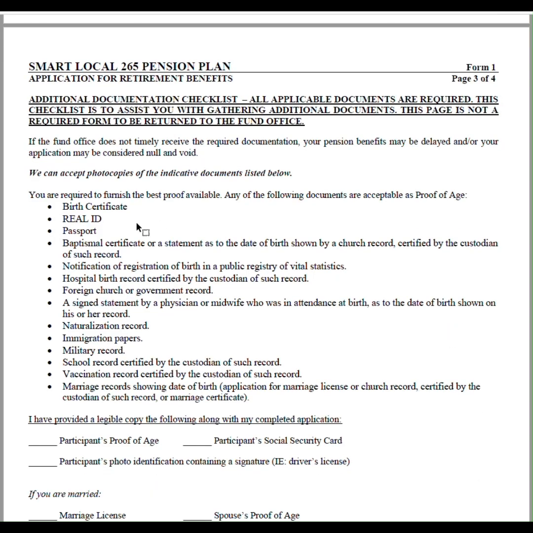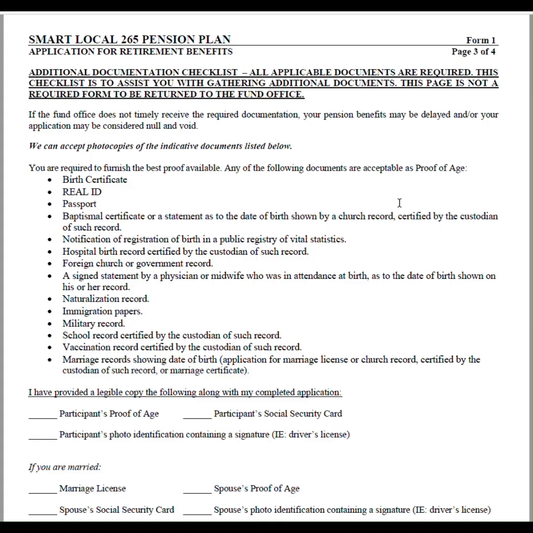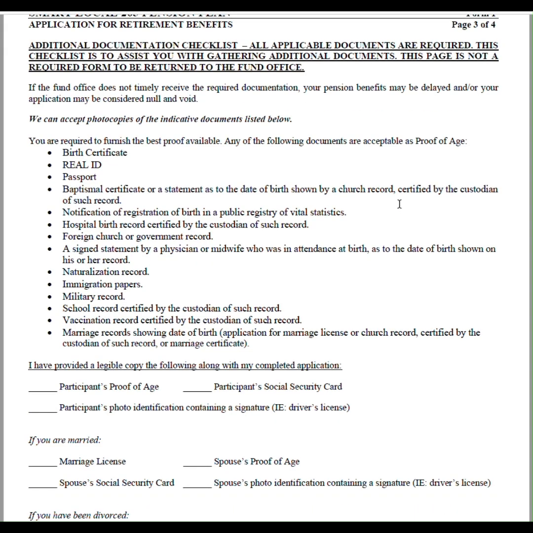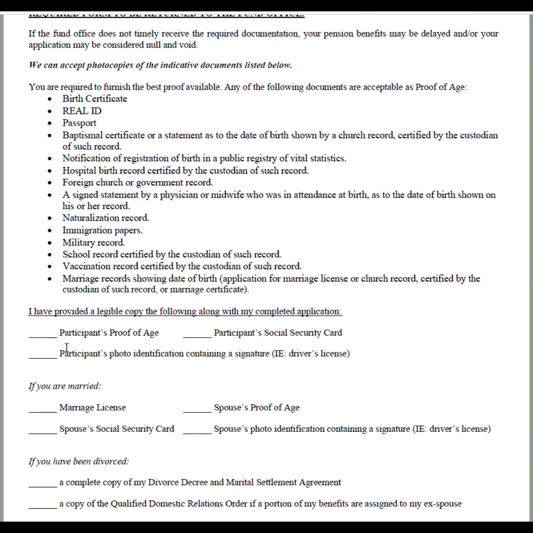Form 1, page 3 is just a checklist for you. This is not a required form to be submitted back into the fund office. This form lists all the different proofs of age that we can accept, the best being your birth certificate or a real ID that has the star in the corner. Otherwise, any of these other forms are acceptable.